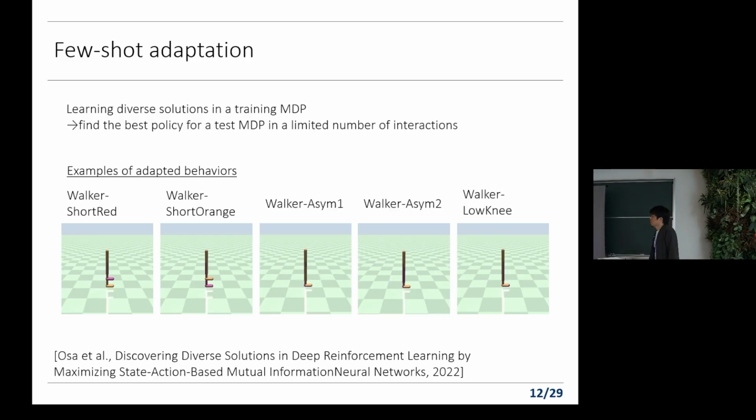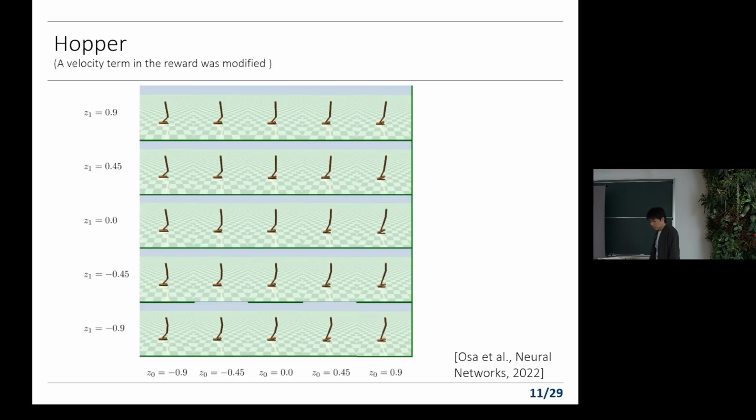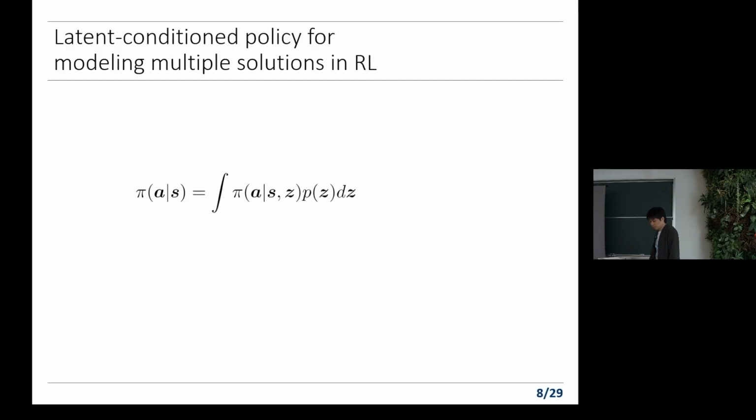So here, what we do is that we learn a latent policy that is conditioned on the latent variables like this. And then in this way, we can model the diverse behaviors in a single model. And then during the quick adaptation, what we do is that we simply try out the multiple behaviors and then pick up the best one for the test environment.